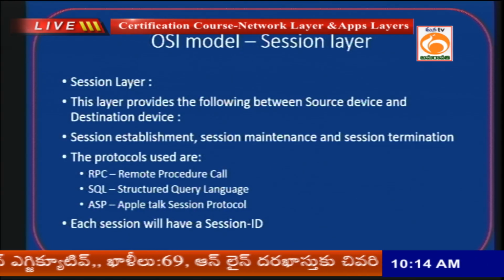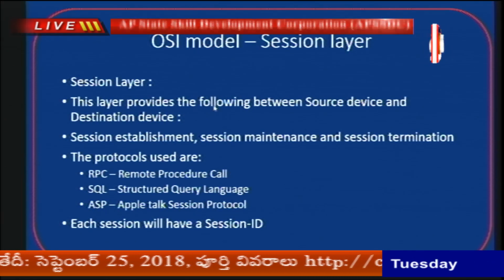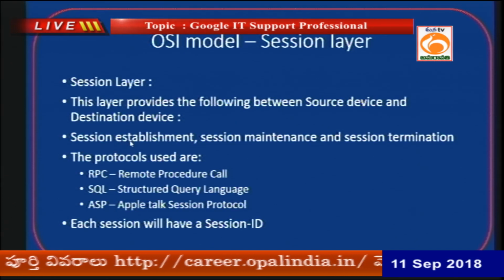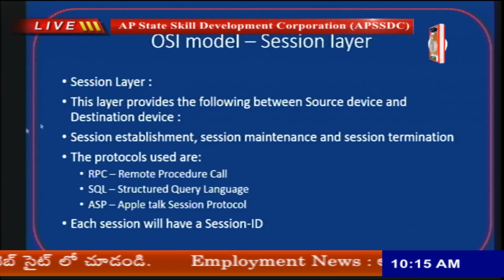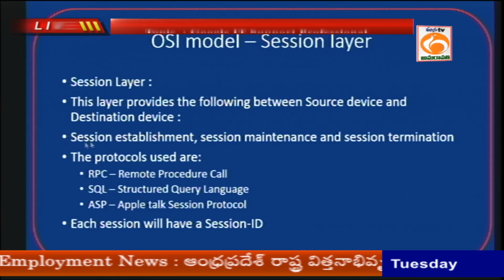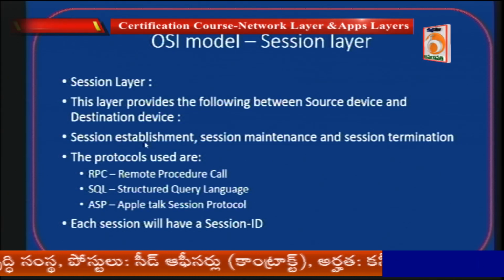So let's look at the next layer, which is the session layer. The session layer is the one which provides the communication between the source and the destination. So what type of communication does it provide? Session establishment. When you want to send data, before you can actually send or receive data between the source and the destination, there should be a session. For example, if you want to call and talk to somebody, you dial the number and the call gets connected. Only when the other person answers, the call is established between you and the other person.